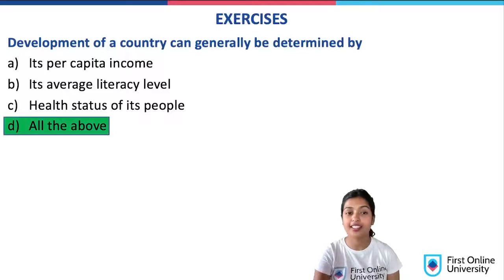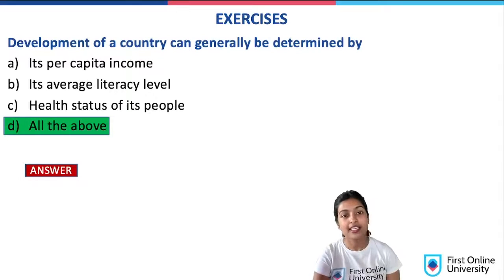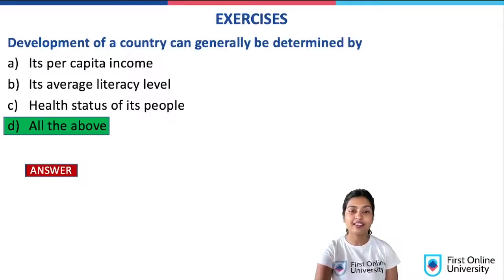The answer is D. All of the above. That is, development of a country can generally be determined by its per capita income, its average literacy level, and the health status of its people.